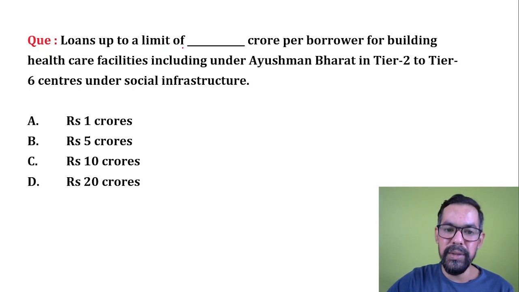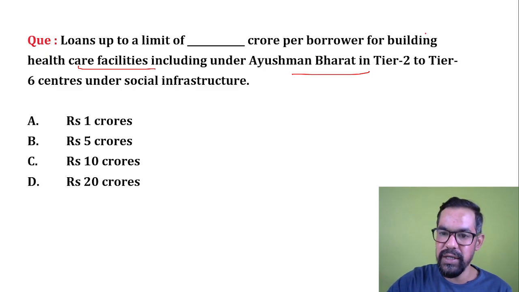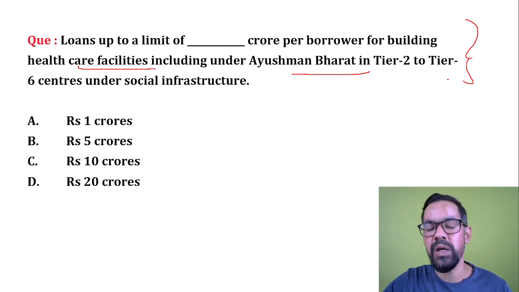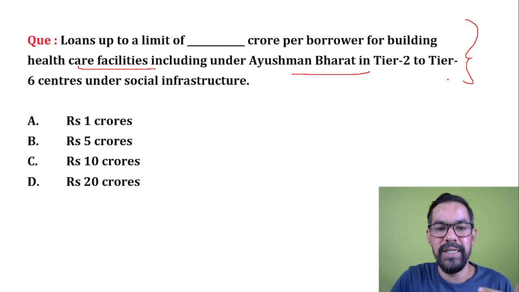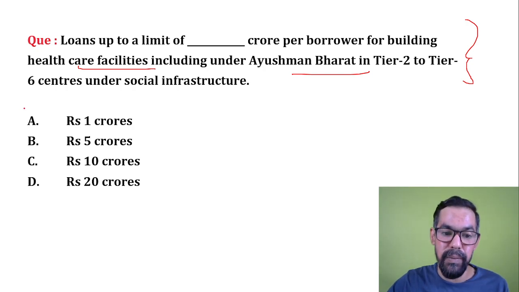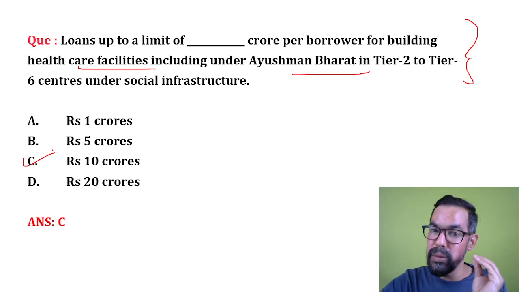Loan up to a limit of dash crore per borrower for building healthcare facilities, including Ayushman Bharat, in tier 2 to tier 6 cities under social infrastructure. This was introduced in 2019-20. For infrastructure development like schools, colleges and all, it is 5 crore rupees. But under Ayushman Bharat, for any kind of healthcare development, the limit is 10 crore rupees. So do remember the differences.